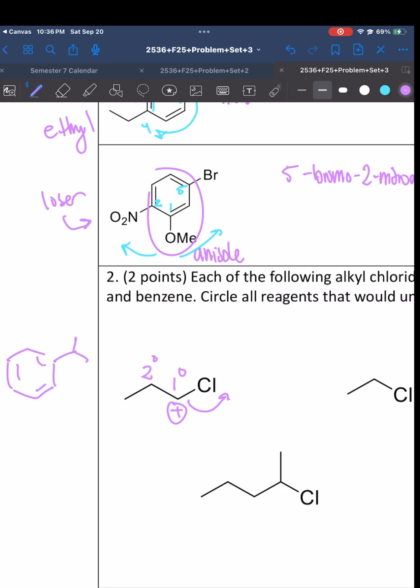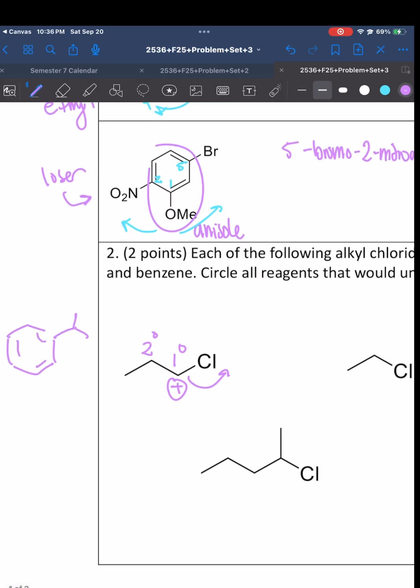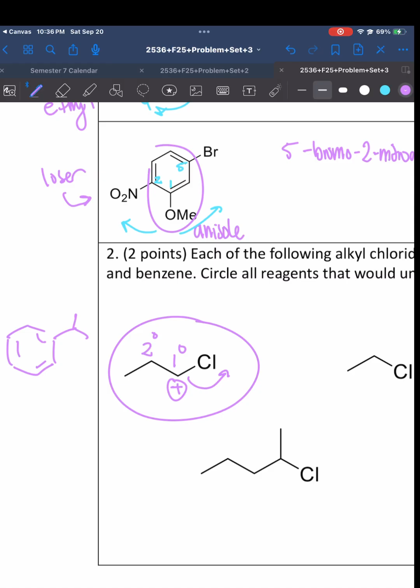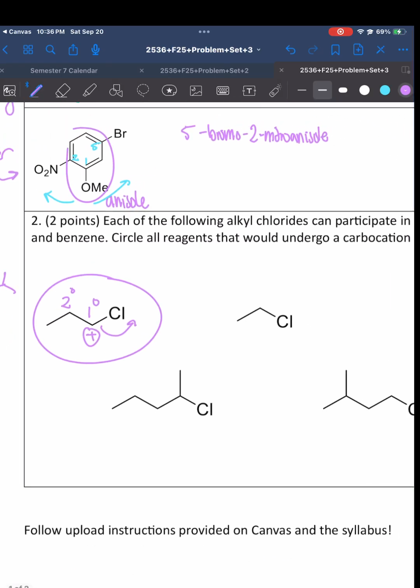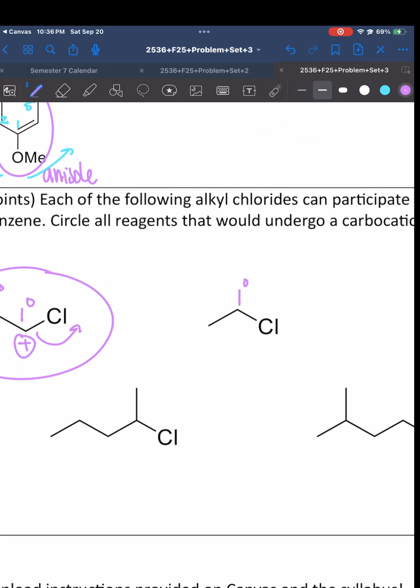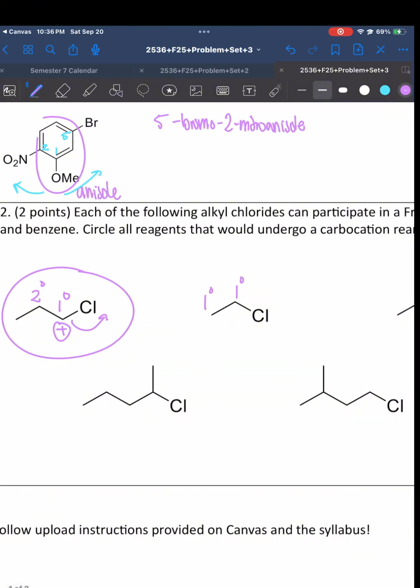Right? It's not going to be adding the straight chain. So in this case, this will do a rearrangement. Now let's look at the second one here. This is going to be primary, and this one right here, primary. They have the same substitution patterns, so in this case, this will not do any rearrangement.